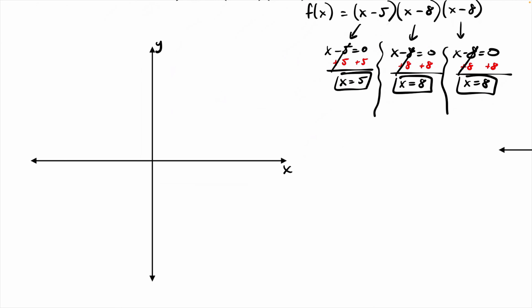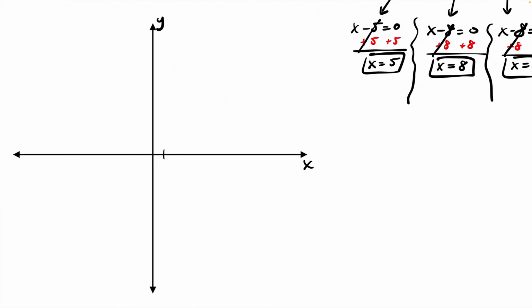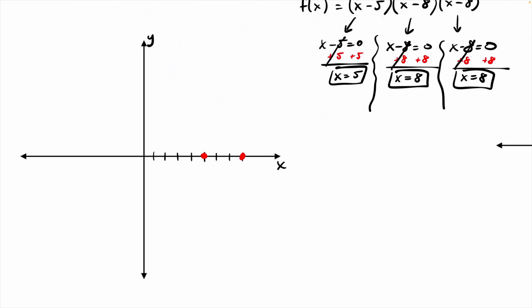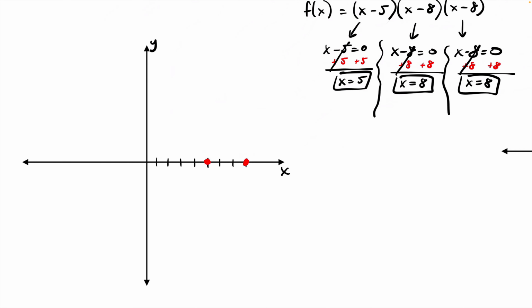So positive 5. 1, 2, 3, 4, 5 is right there. So I'm going to make a dot there. And then at positive 8: 6, 7, 8. I know I have 3 x-intercepts, but 2 of them are 8. So you can make another dot on top of that, but it doesn't really matter.